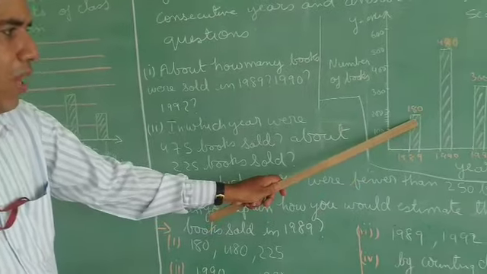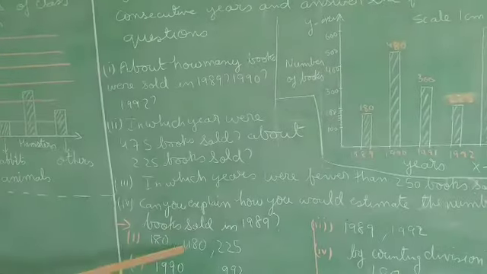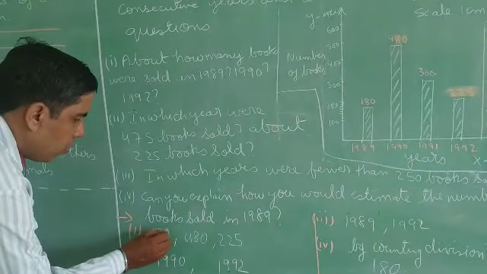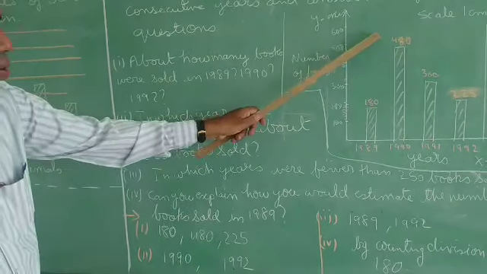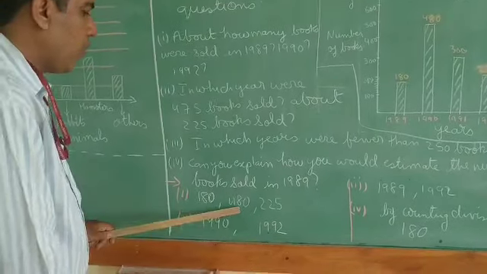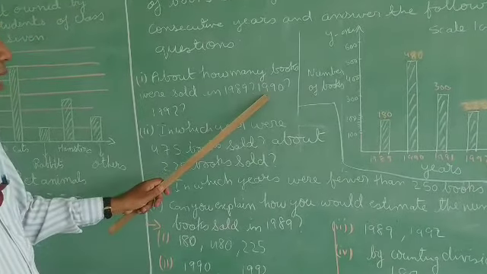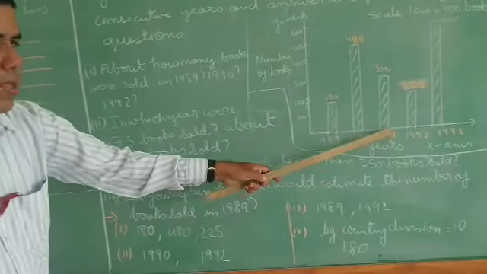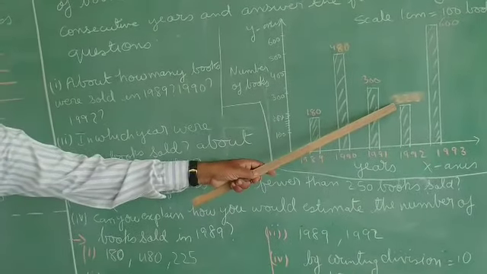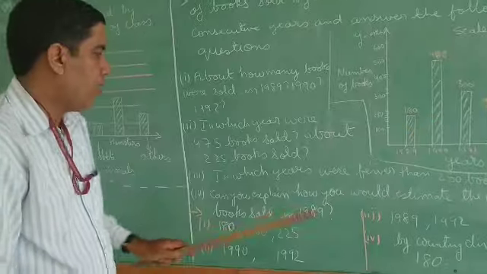Now about how many books were sold in 1989? You can see the answer is 180, so I wrote the answer here. Now in 1990 how many books were sold? You can see I wrote the answer here, 480. So 480 is the answer. In 1992 how many books were sold? You can see here it is 225. So 225 is the answer.